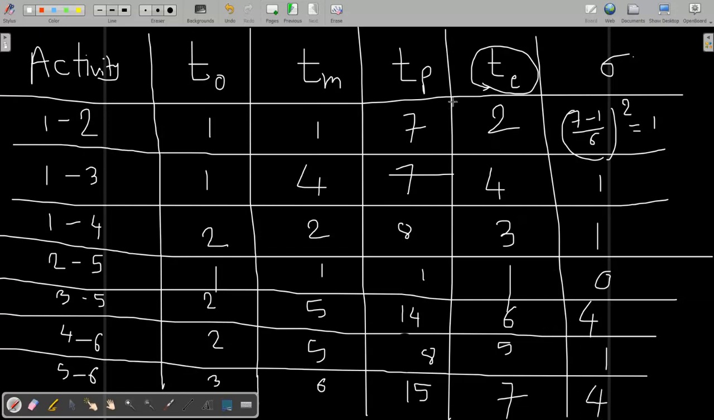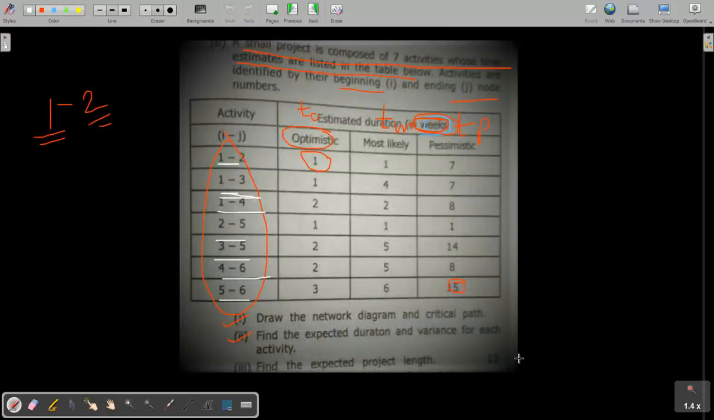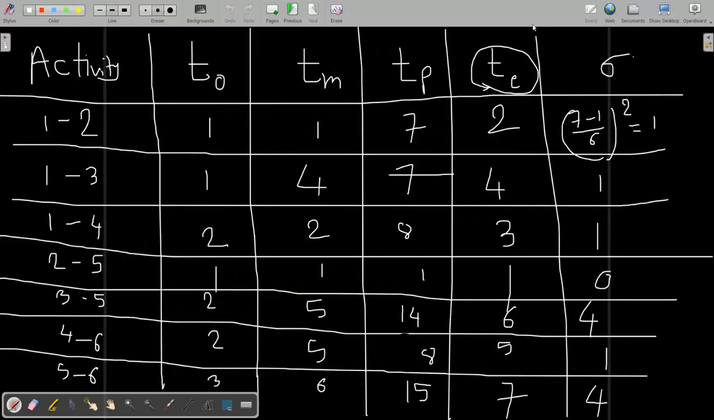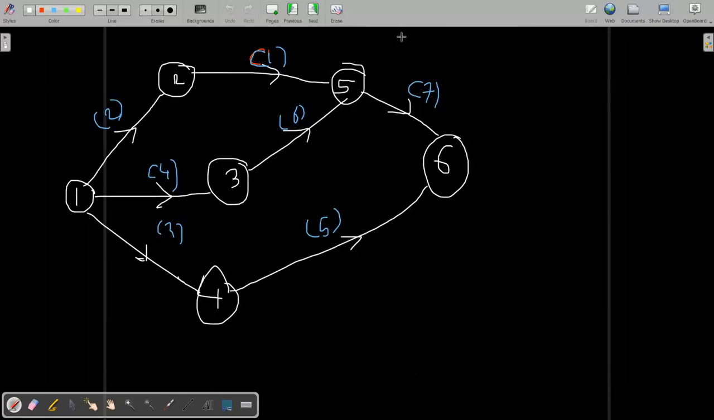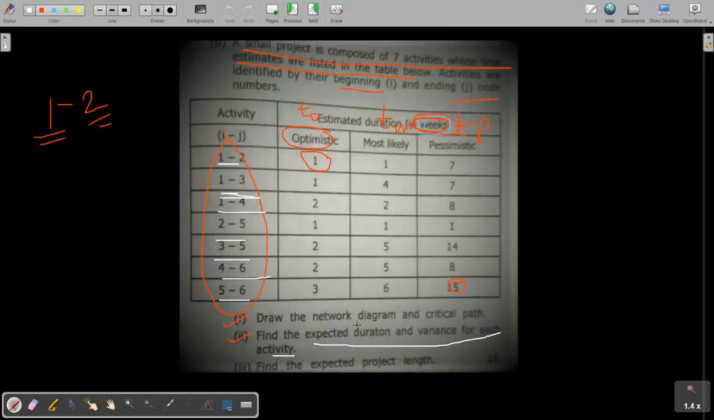Now the question was to find the expected duration and variance of each activity. So our second problem is solved. We have shown the expected duration and variance of each activity, and we have drawn the network diagram also. So our first and second questions are completed; only the critical path and expected project duration remain.